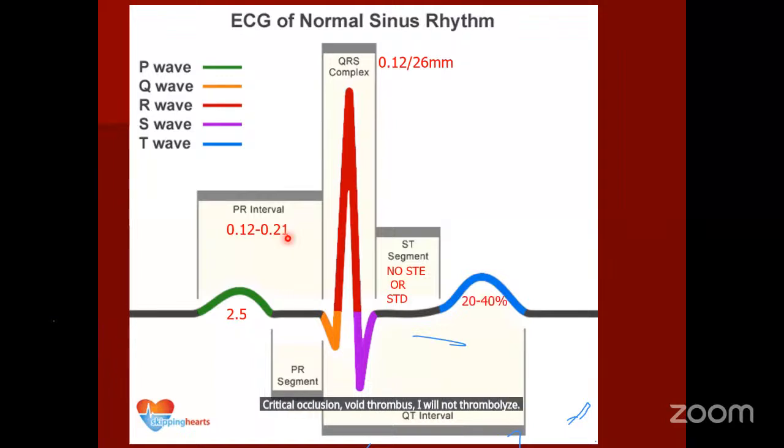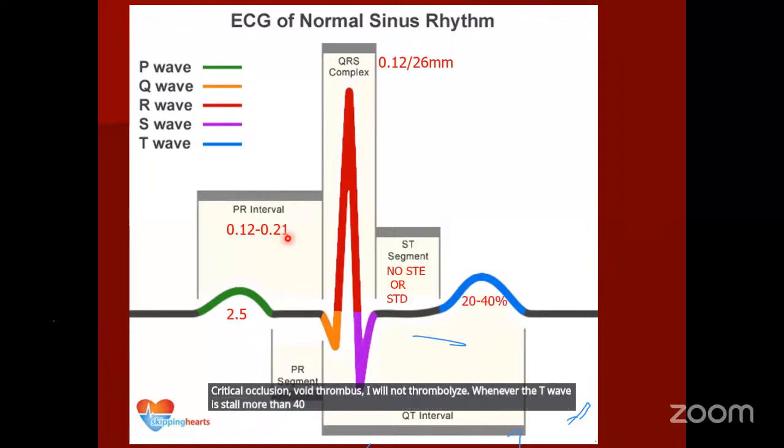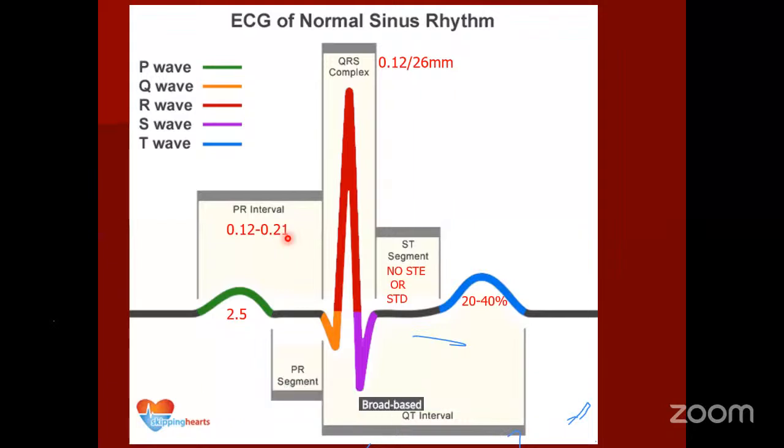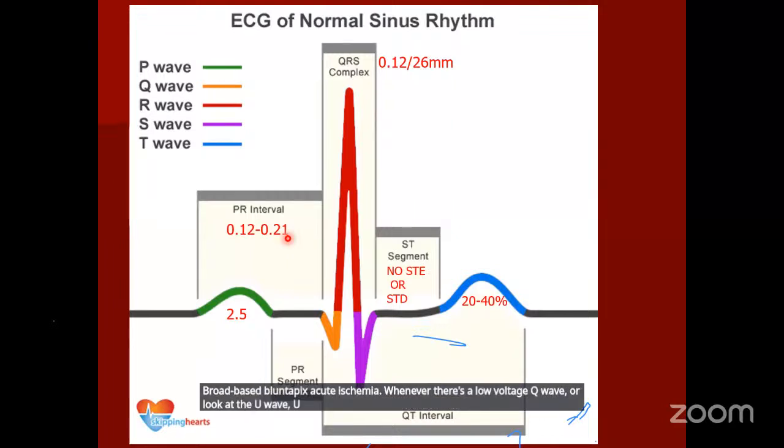Whenever the T wave is tall, more than 40%, narrow base, sharp apex, think of hyperkalemia; broad base, blunt apex, acute ischemia. Whenever there is a low voltage T wave, I have to look at the U wave. If the U wave is present, hypokalemia. If the U wave is absent, it is a non-specific variation.